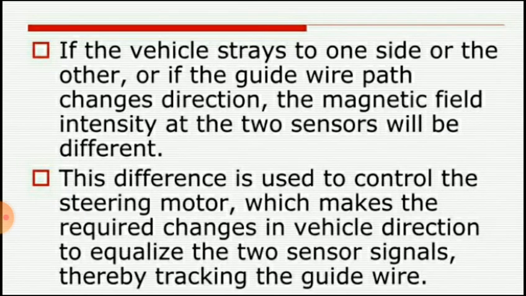If the vehicle strays to one side or the other, or if the guide wire path changes direction, the magnetic field intensity at the two sensors will be different. And this difference is used to control the steering motor, which makes the required changes in vehicle direction to equalize the two sensor signals, thereby tracking the guide wire.